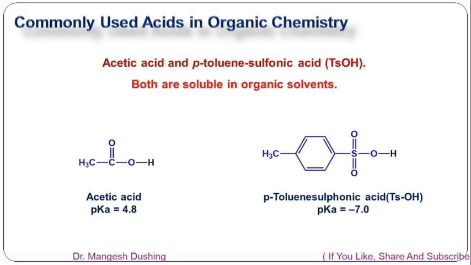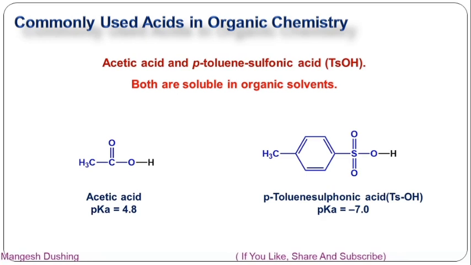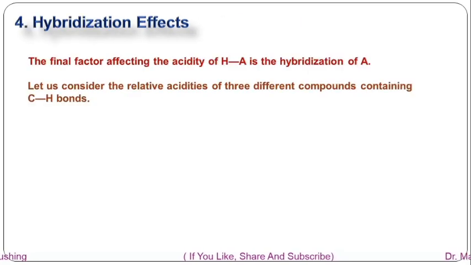So the pKa value of acetic acid is 4.8, while for para-toluene sulfonic acid, TsOH, the pKa value is minus 7.0. So para-toluene sulfonic acid is the stronger acid. What will be the reason? The reason is resonance effect.